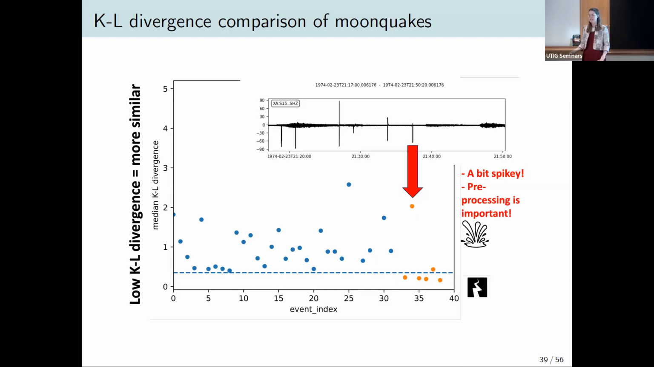You can do a median average filter that removes some of these spikes. And apparently on this one, I did not do a very good job. And so that's why it's like, guys, I'm not like other moonquakes. And it has a much higher KL divergence, telling us it's very different. So this has highlighted the importance of pre-processing.